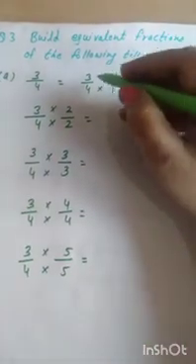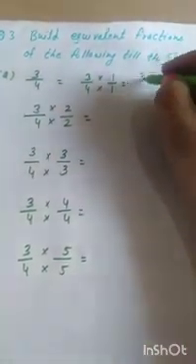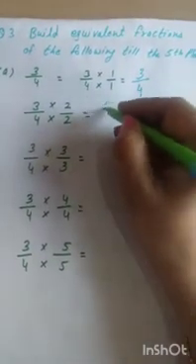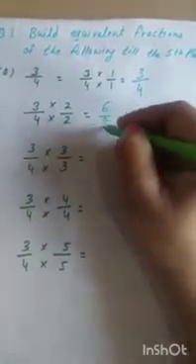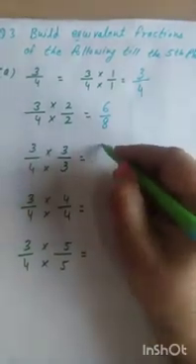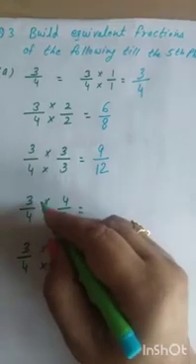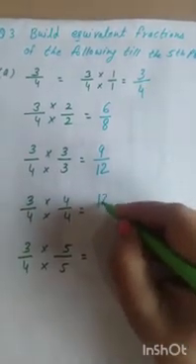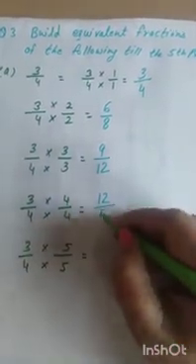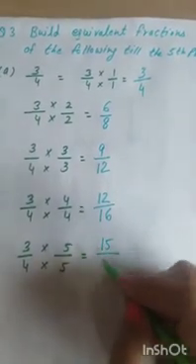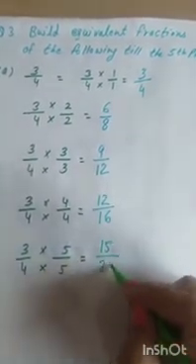So here we will get the answer. 3 1s are 3, 4 1s are 4, 3 2s are 6, 4 2s are 8, 3 3s are 9 and 4 3s are 12. Here 3 4s are 12 and 4 4s are 16. 3 5s are 15 and 4 5s are 20.